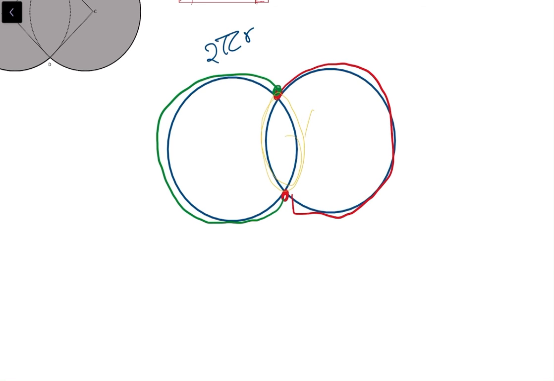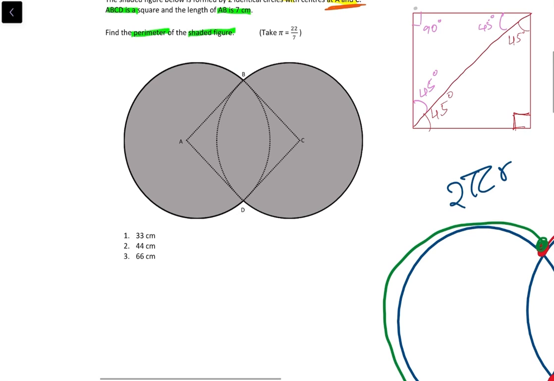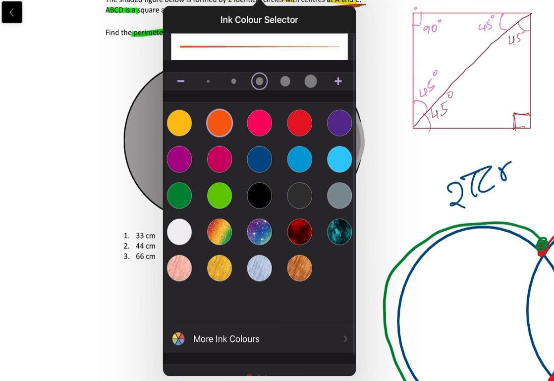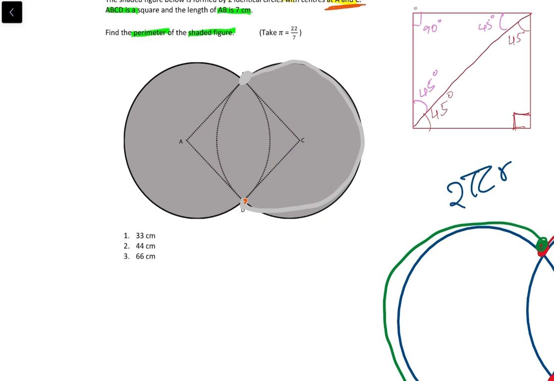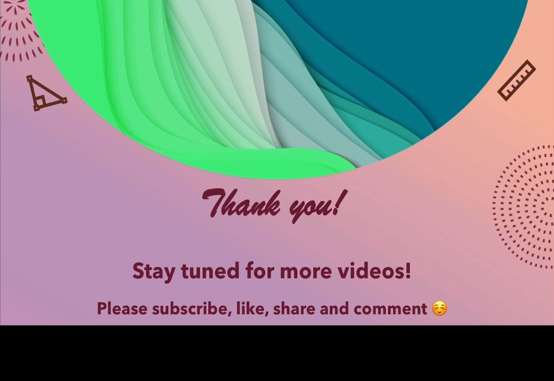Which is why in the given figure over here, I only found the length from here along this arc, and then from point D along this arc to here. So that was it for this question.